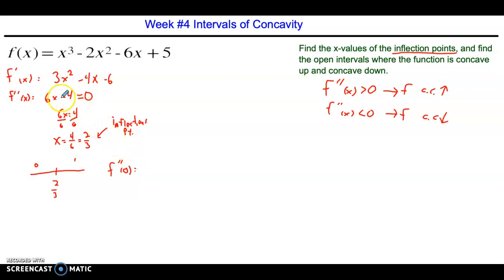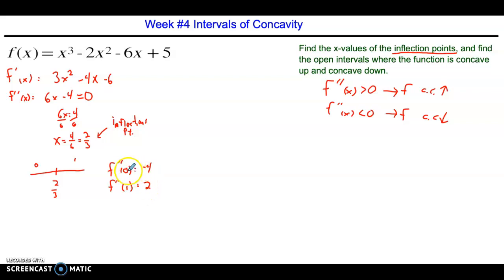So the second derivative at 0 is negative 4. Second derivative at 1, we'll plug 1 into the second derivative: 6 times 1 minus 4 is a positive 2. Now, we don't care about these numbers. I don't care about the 4 or the 2. I care about the negative, and I care about the positive.